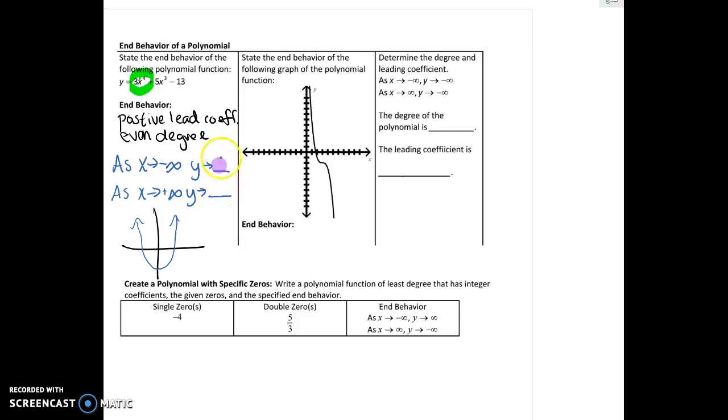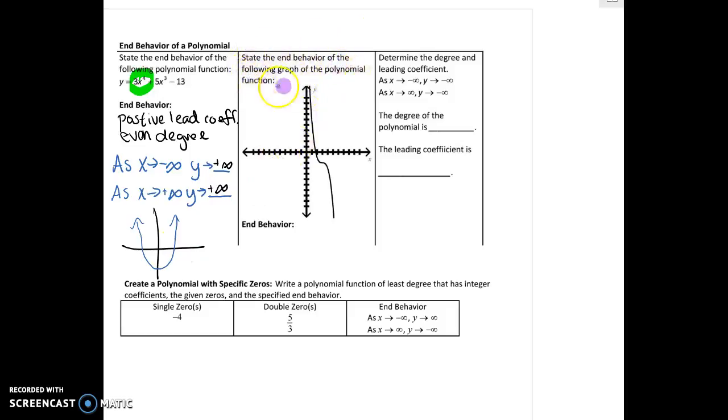You're always filling in the blank with either positive or negative infinity. Here, because it's a positive leading coefficient and even degree, as x goes to negative infinity, y is going up, so it's positive infinity. And as x goes to positive infinity, y is also going to positive infinity. So when it's an even degree, the y values should match. You're either going to fill this in with positive infinity or negative infinity. That's a good tip that you can know. But we're going to go ahead and move on to this guy.